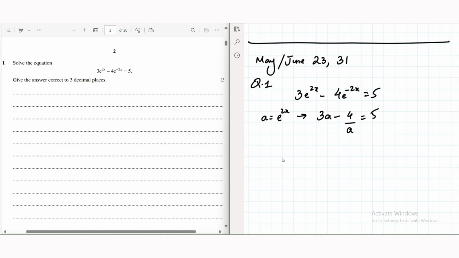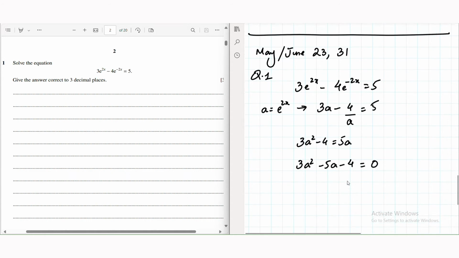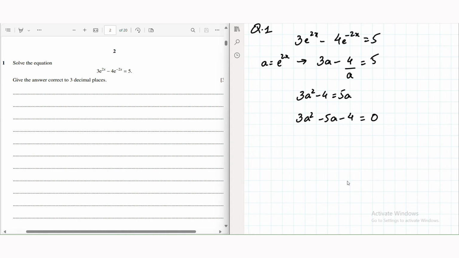We take a, we multiply both sides by a, we would get 3a squared minus 4 equals 5a. This seems to be a quadratic equation, so 3a squared minus 5a minus 4 equals 0. So first off, we need to solve for a over here. Let's see if we can factorize this. If we cannot factorize it, we can simply use the quadratic formula.